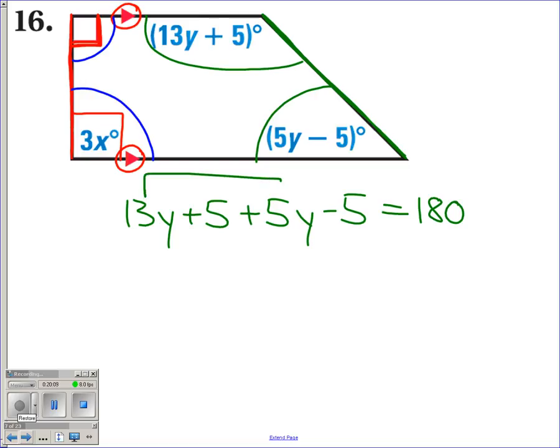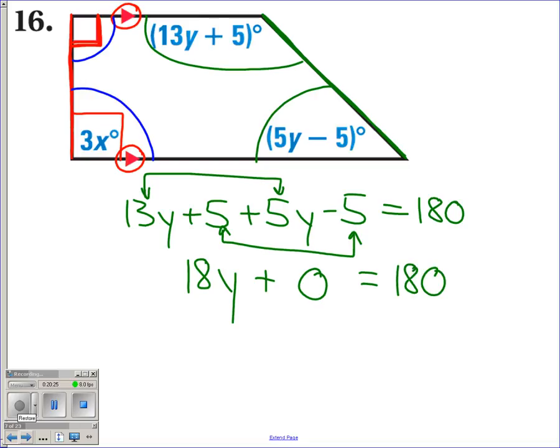So the 13y plus 5y, that's 18y. Then taking the 5 and the negative 5, plus 5 minus 5, that's just 0, is equal to 180. So we have 18y is equal to 180. Dividing both sides by 18, y is equal to 10. So x was 30, y is 10.